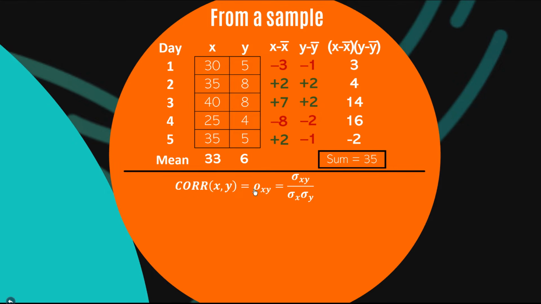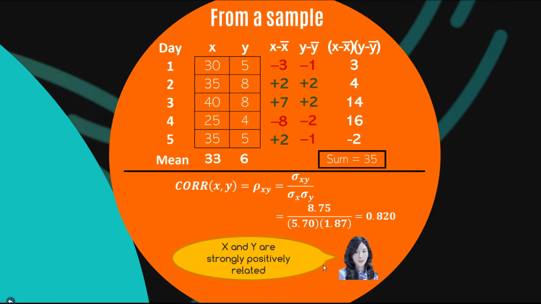Correlation is given the symbol rho xy, and it's actually the covariance. So don't forget, this was the covariance on top here. The covariance divided by the product of the 2 standard deviations. So let's calculate this and then we'll discuss why we've divided by the 2 standard deviations. So the covariance was 8.75. That's what we calculated in the last slide. The standard deviation of x, we can find just using Excel or just chucking these into a calculator, whatever you'd like. And the same goes with y.